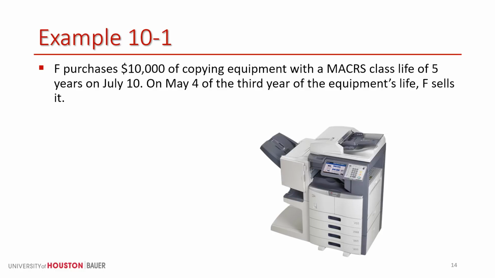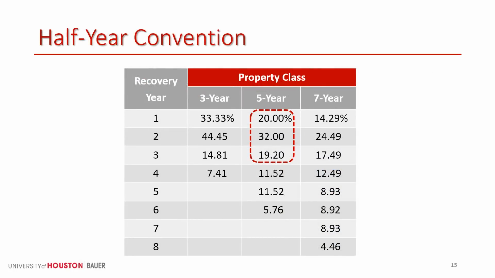All right, let's just go through some examples here. We've got F who buys $10,000 of copying equipment with the maker's class life of 5 years. He buys it on January 10th, the middle of the year. That's nice, convenient. And then on May 4th of the 3rd year, he basically sells it. Okay, the first thing is to find the right table. Now we're using the half-year convention because this is personalty, and it's a 5-year class life. So we can see the table is right here.